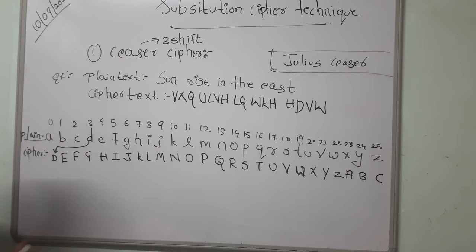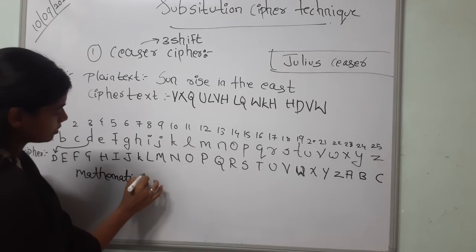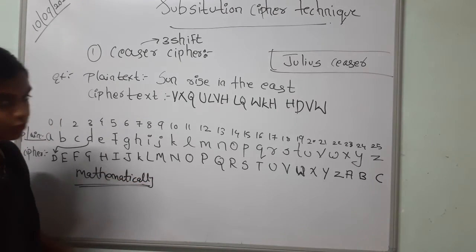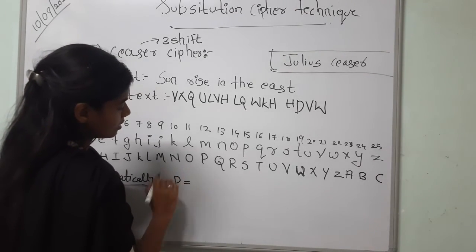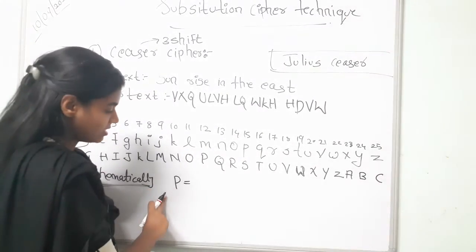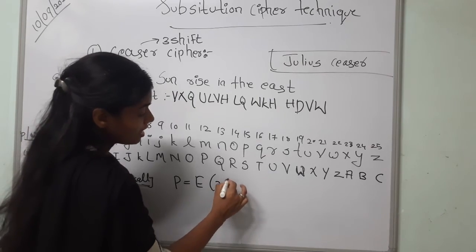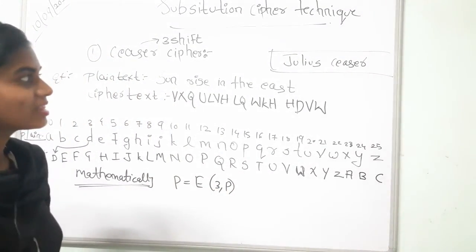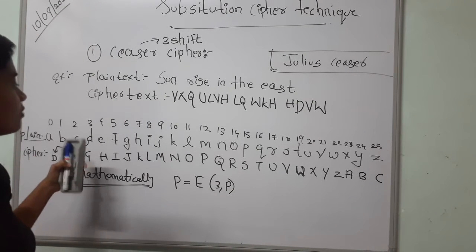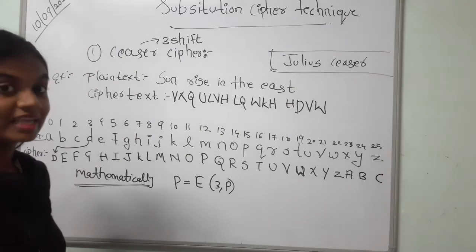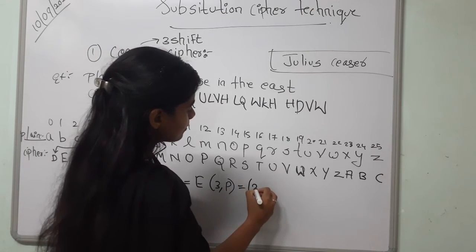Now in Caesar cipher, mathematically they use a formula. P is the plain text. E means the encryption, E(3, P). Why is 3 used? 3 is the shift Julius Caesar took; after this 3 shift we have to take the remaining alphabet in ascending order. Okay, not in random way, in ascending order. So you can see here the 3 plus P.